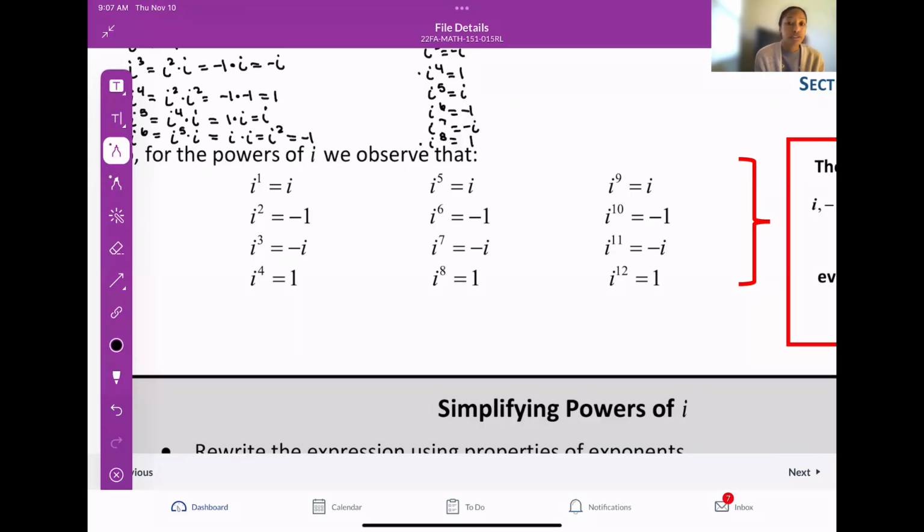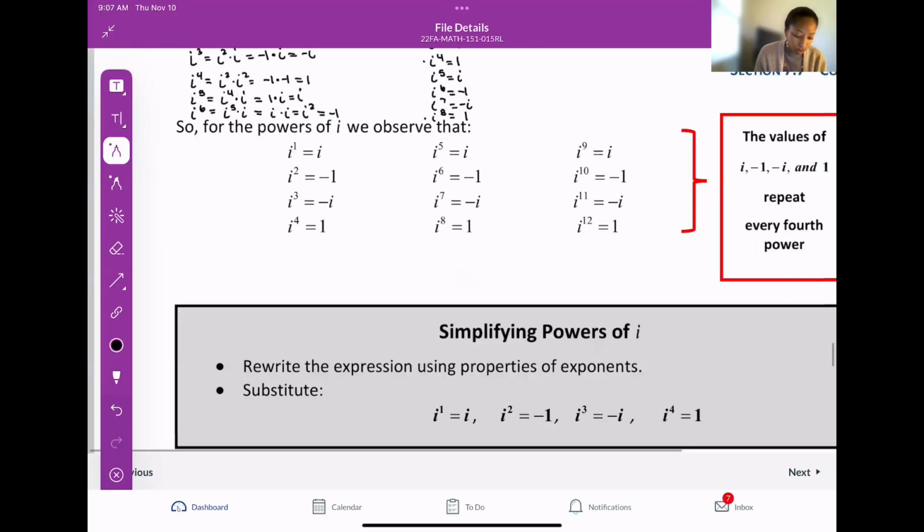13 divided by 4, that's 3 with a remainder of 1. All of those will be the same as i to the 1st power. You'll get i. Everything with a remainder of 2 will be equivalent to i squared, so that's -1. Everything with a remainder of 3 will give you i cubed, which is -i. And then you can't have a remainder of 4 because we're dividing by 4. So you get a remainder of 0, which is a multiple of 4. So same pattern over and over.